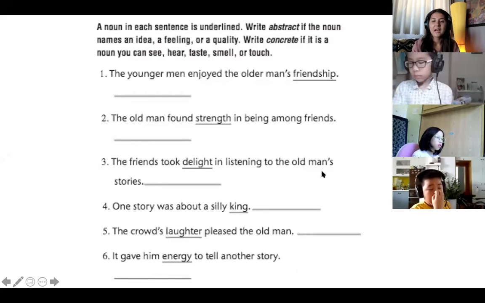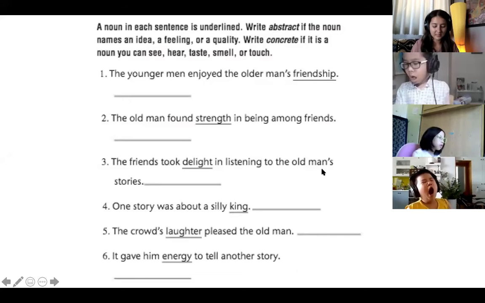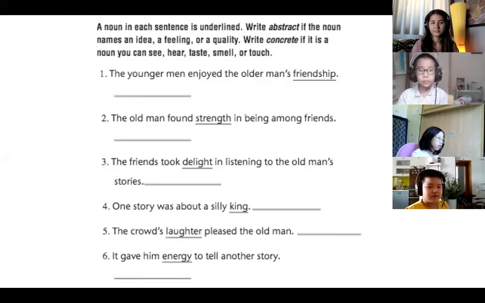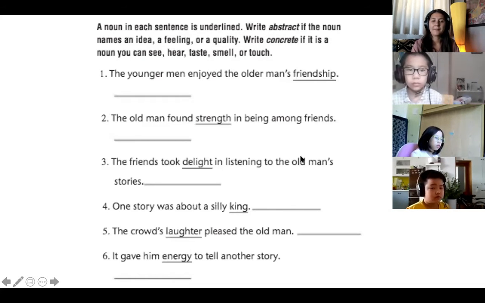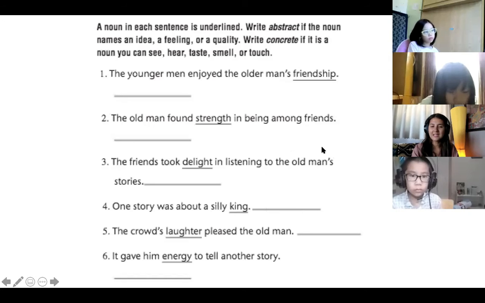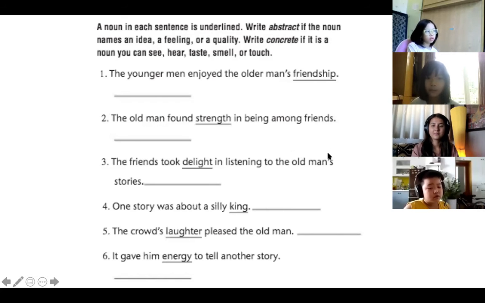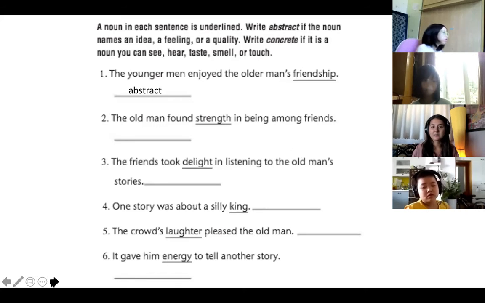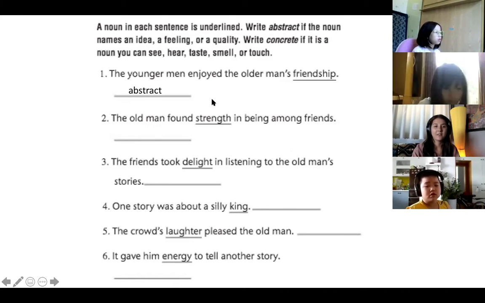Number 1. Alien, can you read that out for me, please? The younger man enjoyed the older man's friendship. Good job. What do we think about the word friendship, guys? Is that a concrete noun or an abstract noun? Katie, go ahead. It is an abstract noun. Good girl. Friendship is an abstract noun. We cannot taste it or smell it or hear it or see it. It's an idea that we have.